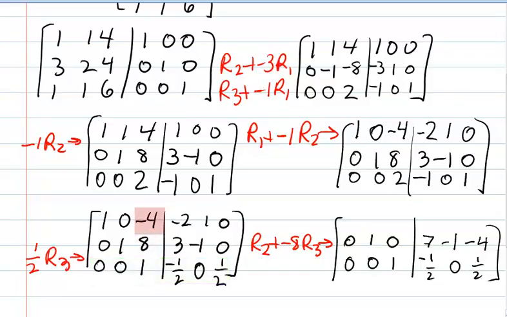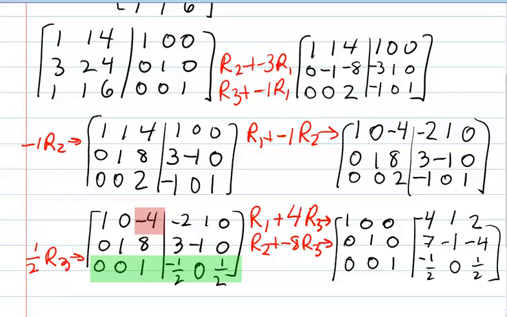My last row operation is going to make this entry a 0. So I need row 1 plus 4 row 3. Going across row 3, multiplying by 4. 0 plus 1, 0 plus 0. 4 and negative 4 gives me a 0. Now I have 4 times negative 1/2. That's negative 2 plus negative 2 is negative 4. 4 times 0 plus 1. 4 times 1/2 is 2. Plus 0 gives me 2.